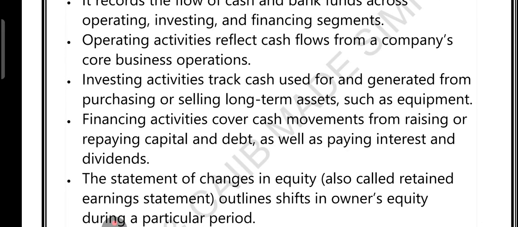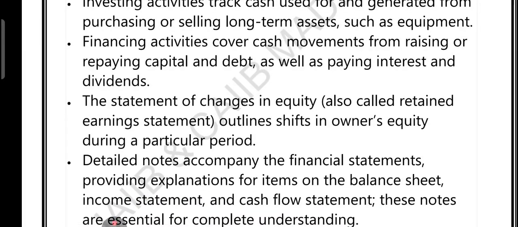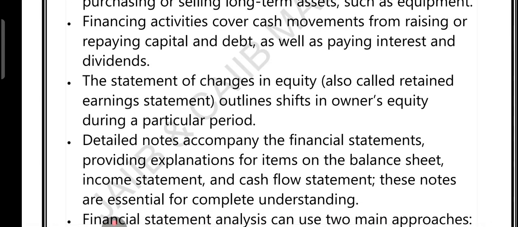Now friends, there is something called a statement of change in equity. This is also called retained earnings statement. It shows how owner equity changed during the period, whether due to profit, losses, dividend or new capital introduced. The reasons may be many: due to profit, loss, dividend, new capital introduced. Because of all these reasons, owner equity can change, right? So that is shown by the statement of change in equity.